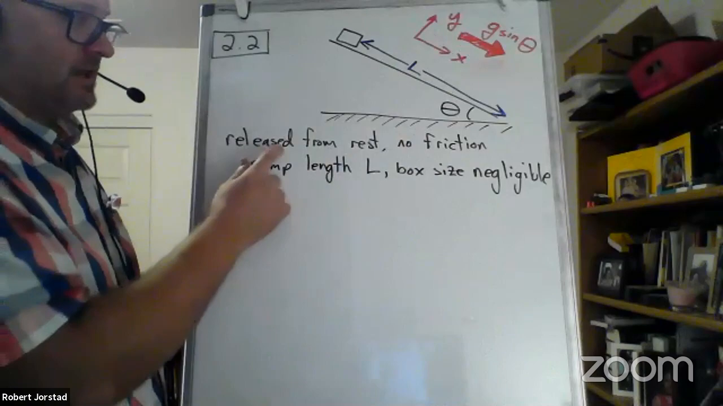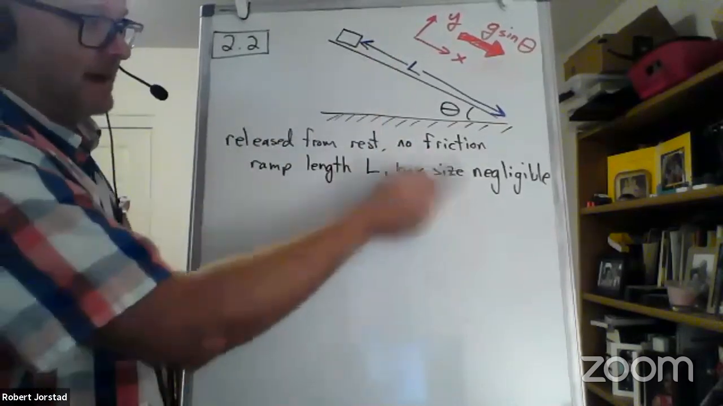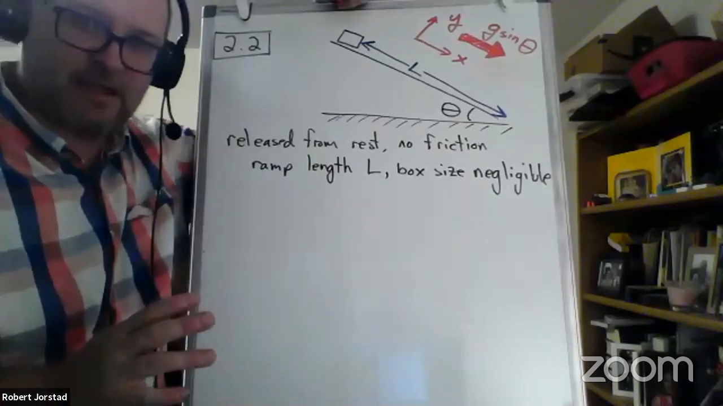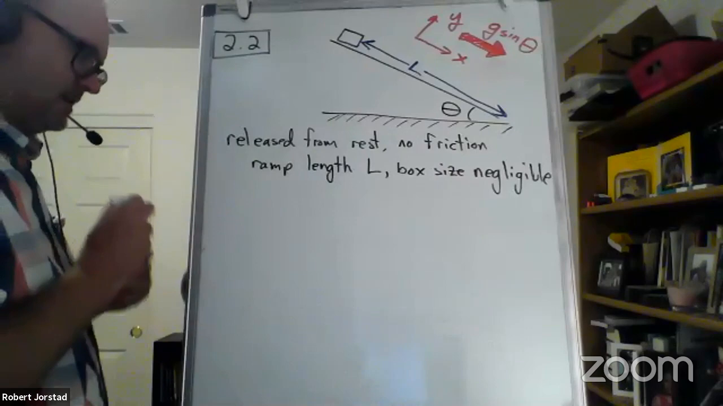All right, it was released from rest. There's no friction. The ramp length is L. I labeled that. I got this. So that's what makes me think. The next step, list. List your crap.